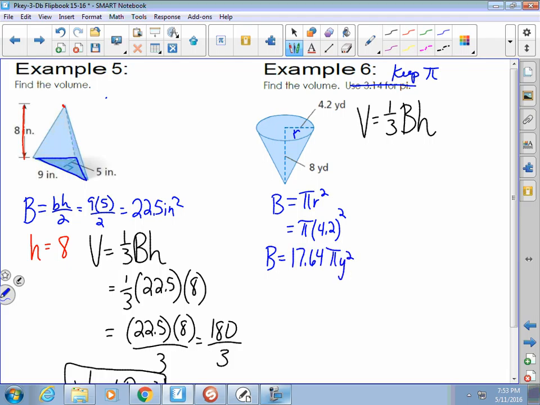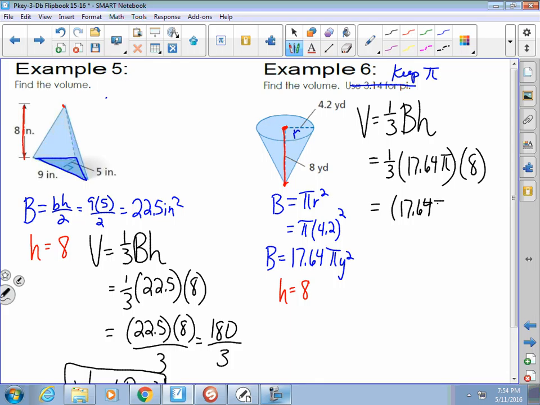That's r squared. And then what we need is the height. Remember, our height goes from our center to the vertex. And we see that the height is 8. All right, so we're going to just plug it into the formula. We're going to keep pi in our answer. So we're going to do 1/3 of our 17.64 pi times our height, which is 8. Well, I can really just say I'm doing 17.64 pi times 8 divided by 3. Remember we're going to keep pi in our answer, so just worry about the numbers.